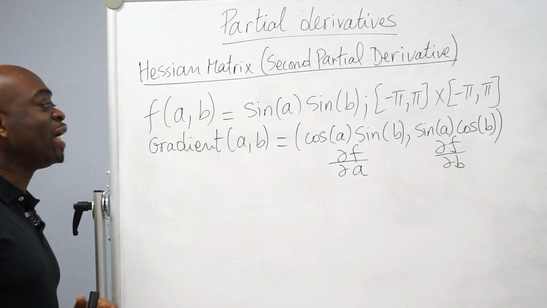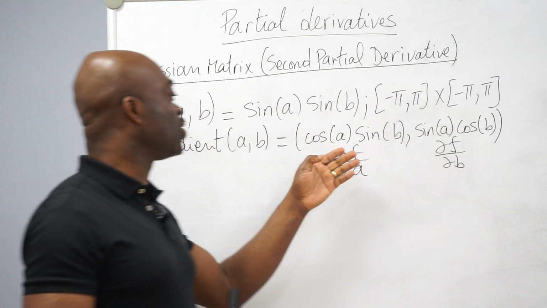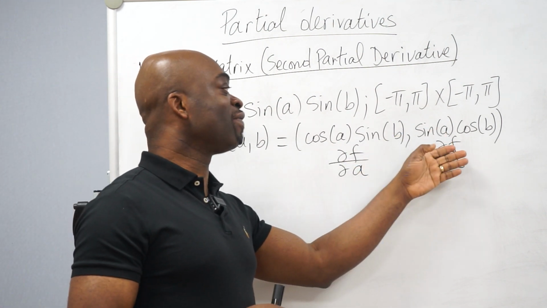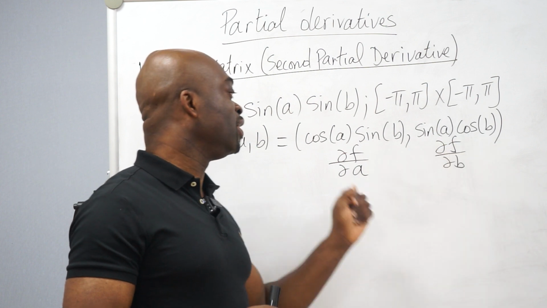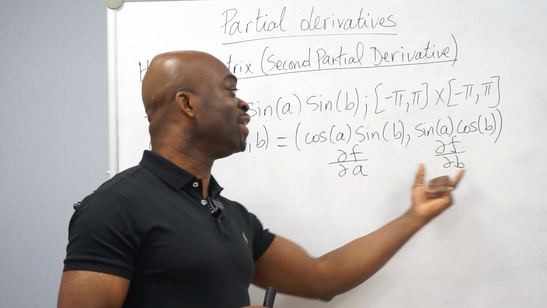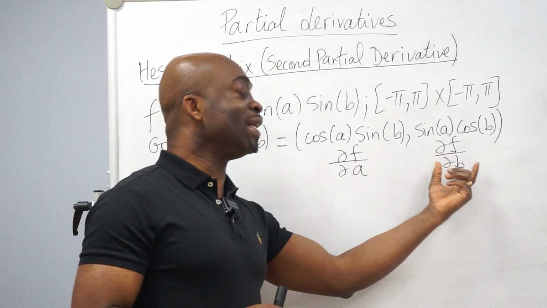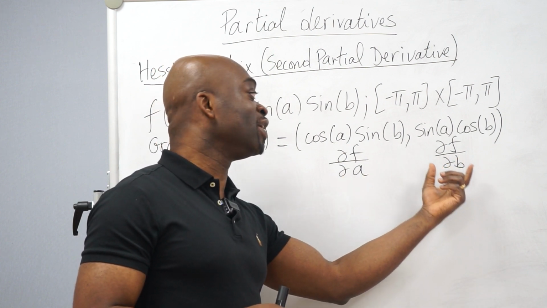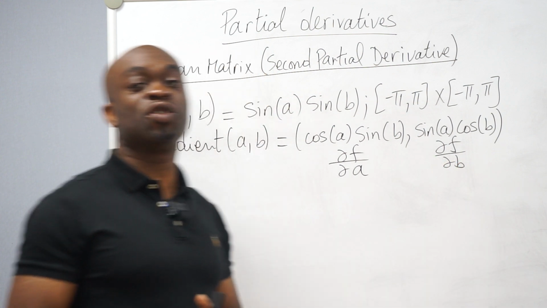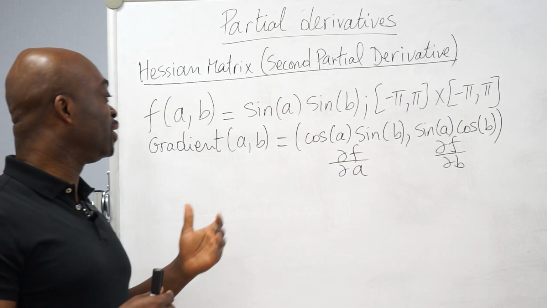All right? So now the gradient, which is the answer here, the gradient answer, which is this one, cosine of a times sine of b, and then we have sine of a cosine of b. So this symbol here means the first partial derivative of the function with respect to a, and then this one is the first partial derivative of the function f with respect to b. So this one and that one.